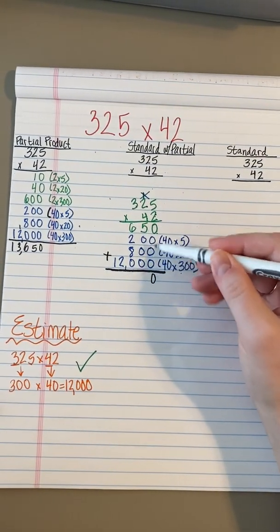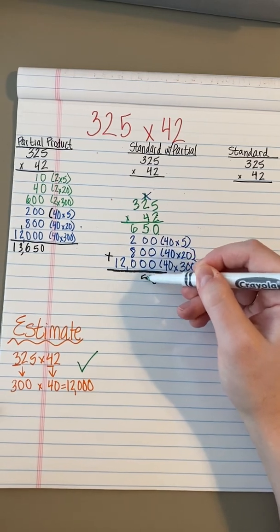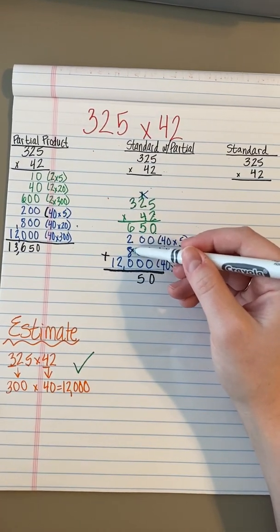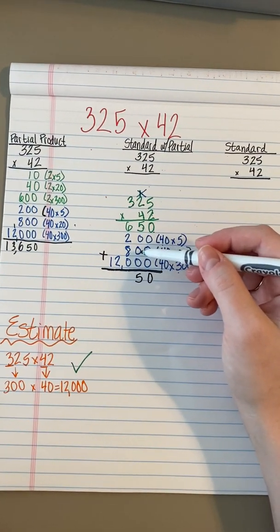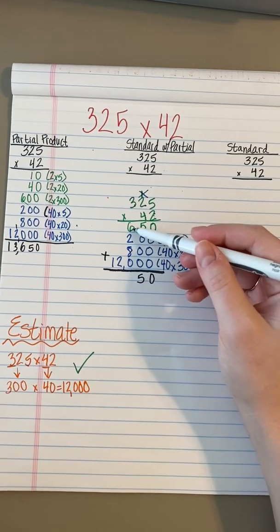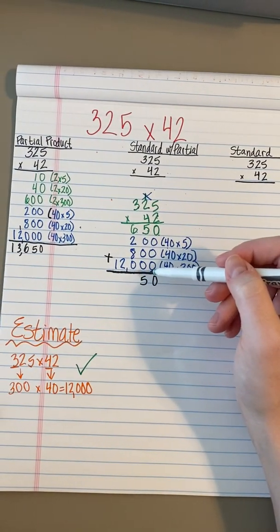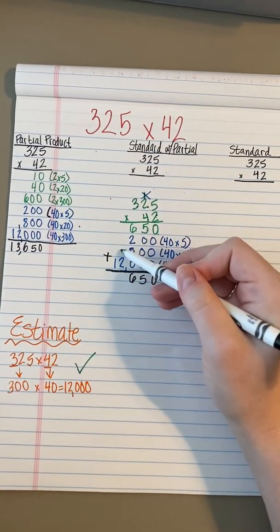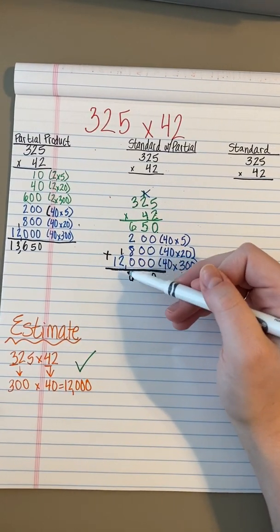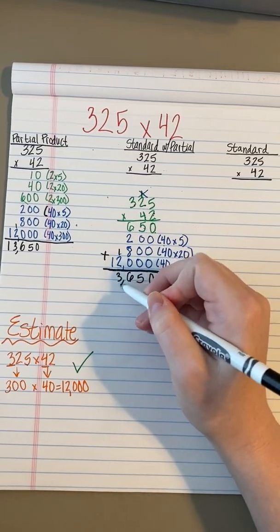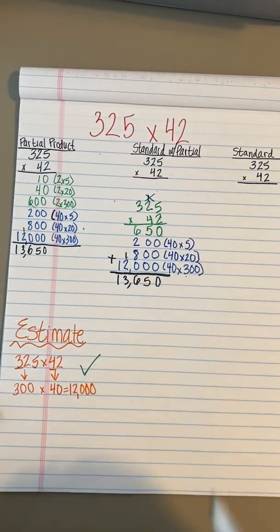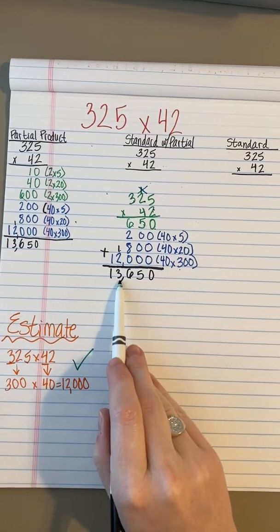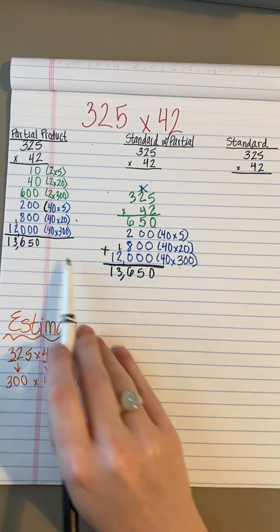0 ones. We have 5 tens. 2 and 8 more hundreds is 10 hundreds, or 1,000. 1,000 plus 6 more hundreds is 1,600. So I'm going to leave my 6 here, regroup my 1,000. So now I have 2 and 1 more is 3. And we have no more 10,000, so we just have that 1. So our answer for our product matches.